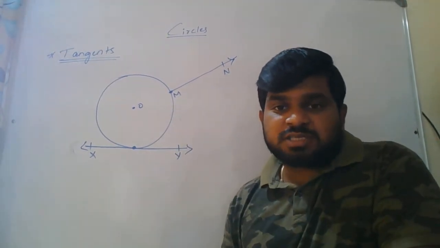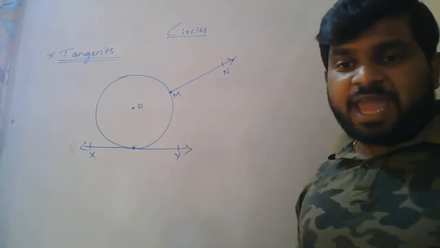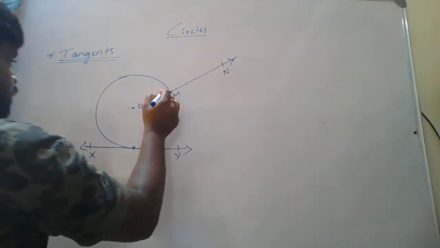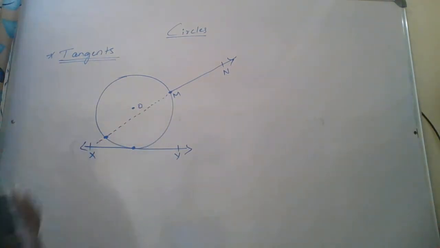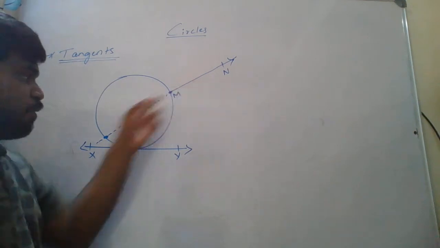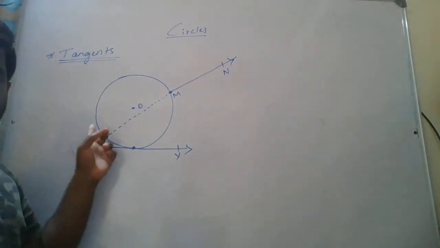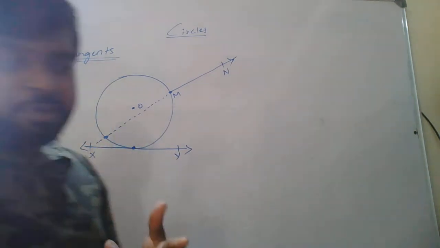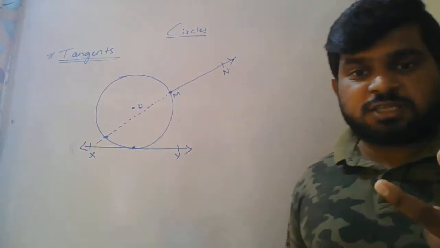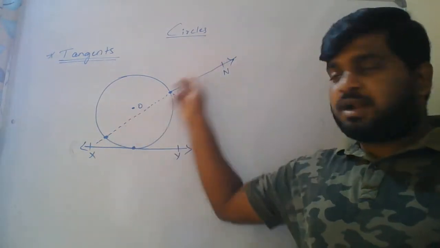Why? Because if I produce this line, extend this line, observe, it is going to meet the circle somewhere else, isn't it? Now, how many points does the line meet? It meets 2 points on the circle, one here, one here. Therefore, this is not a tangent.